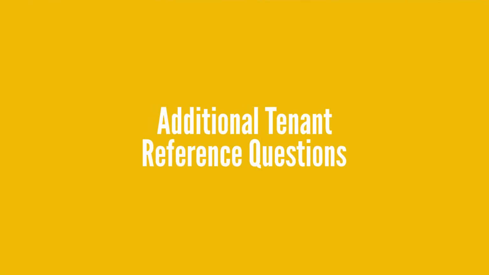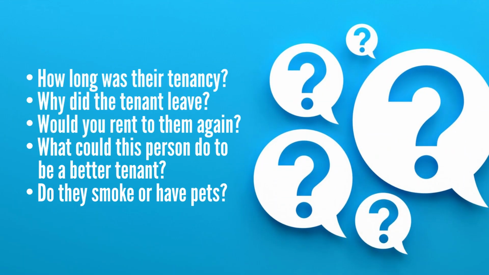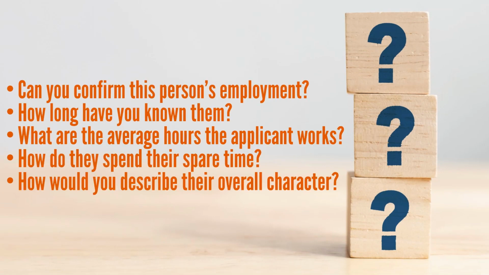Additional tenant reference check questions to consider include: how long was their tenancy? Why did the tenant leave? Would you rent to this tenant again? Why or why not? What could this person do to be a better tenant? Did they smoke or have pets? Can you confirm this person's employment at your company? How long have you known them? What are the average hours the applicant works? How do they spend their spare time? And how would you describe their overall character?